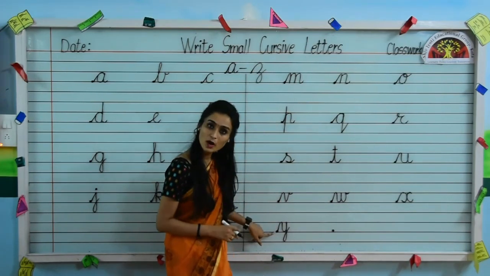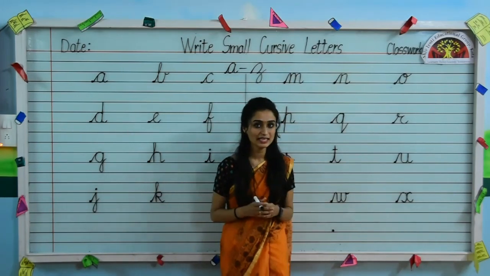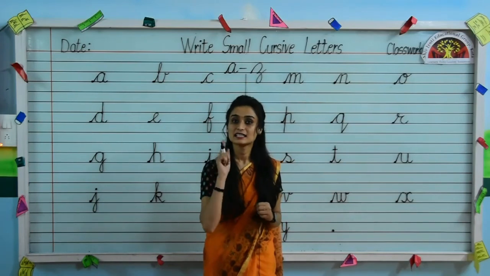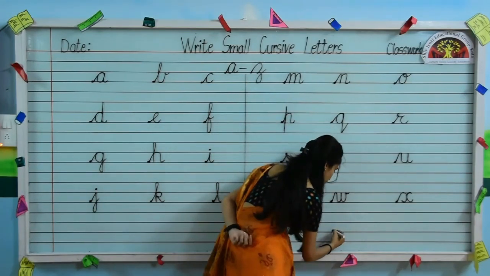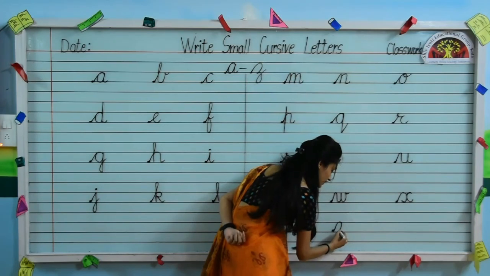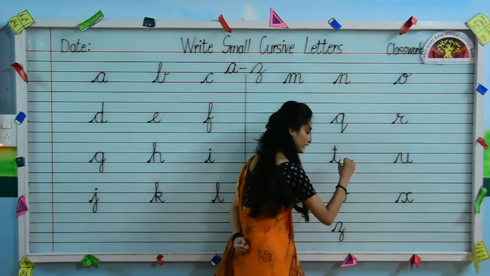This is Y. Now jump on the next one. The next one and the last one is, tell me, yes, Z. So, put your pencil on this dot. Slanting line, touch the second line. Curve. Then again a small curve and a loop out like this.